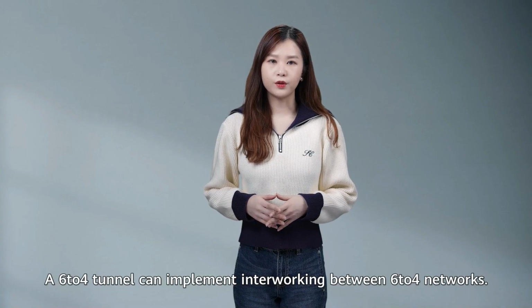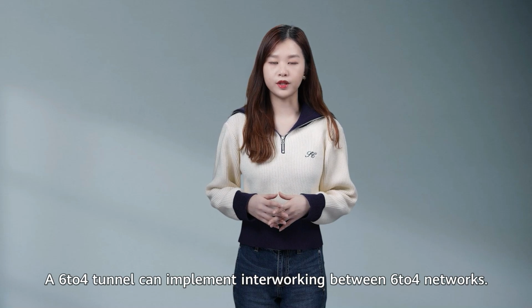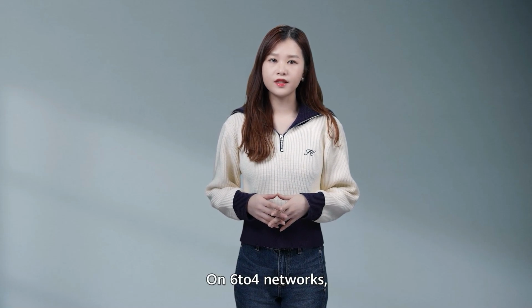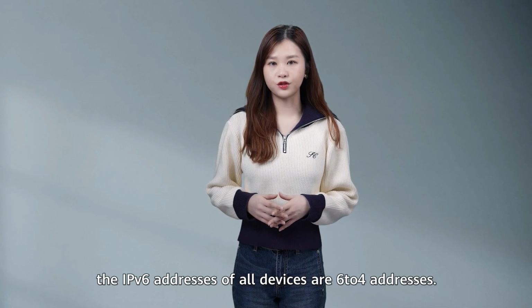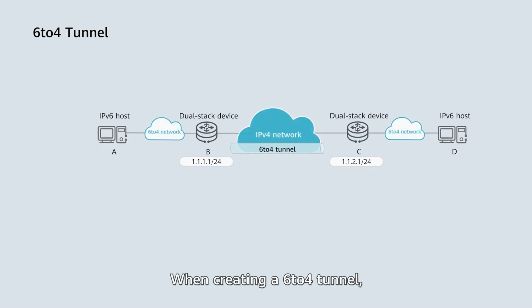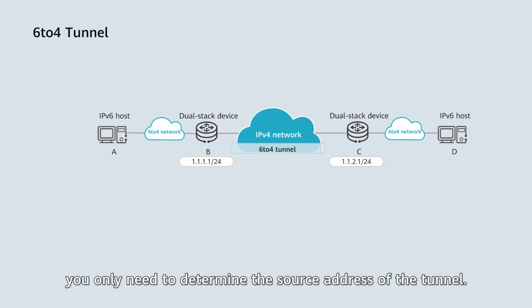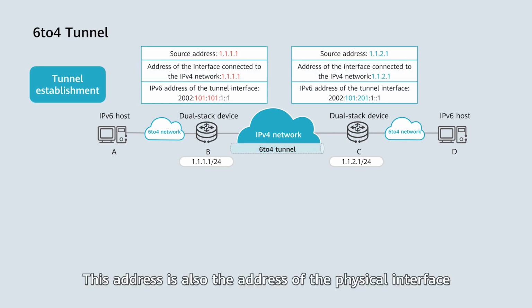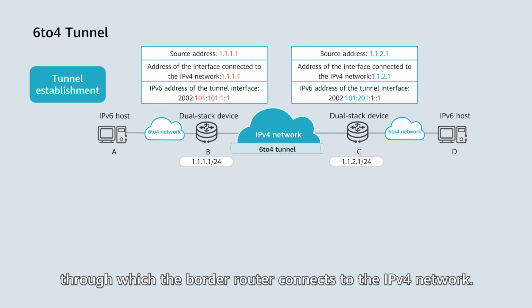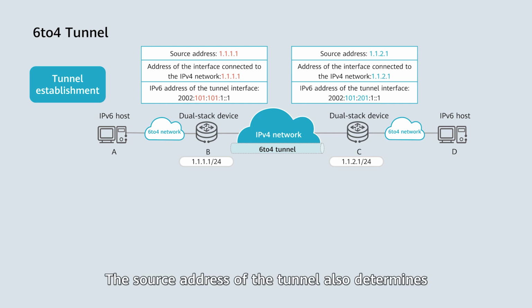A 6to4 tunnel can implement interworking between 6to4 networks. On 6to4 networks, the IPv6 addresses of all devices are 6to4 addresses. When creating a 6to4 tunnel, you only need to determine the source address of the tunnel. This address is also the address of the physical interface through which the border router connects to the IPv4 network. The source address of the tunnel also determines the IPv6 address of the tunnel interface.